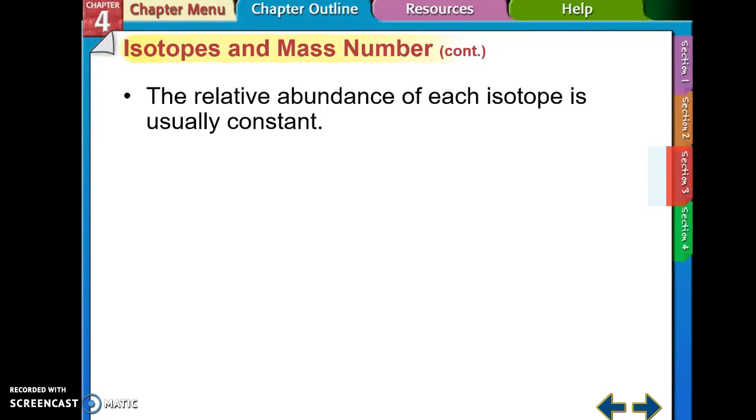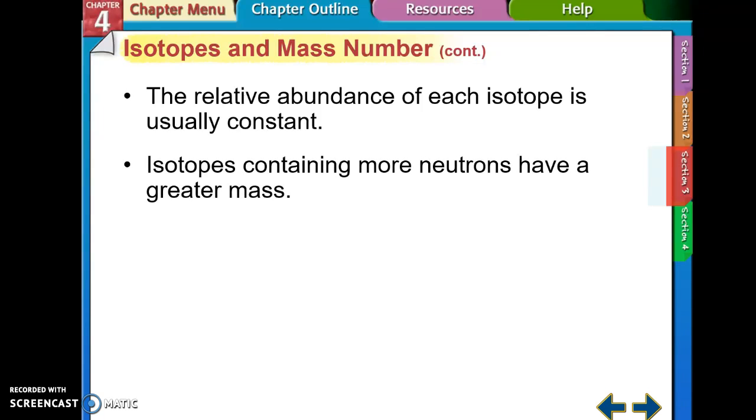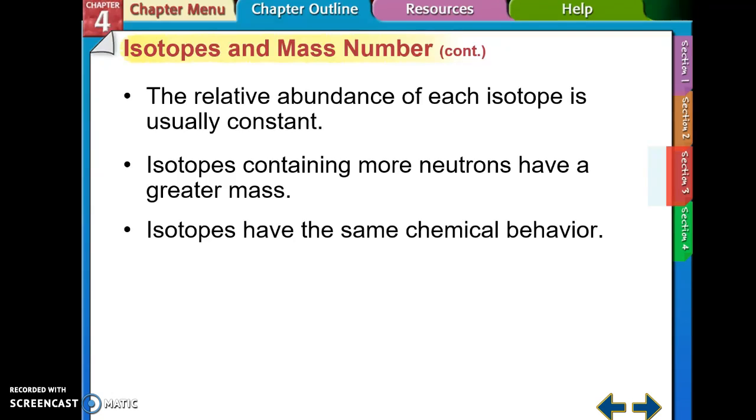So, when we are trying to figure out the number of neutrons, we're going to have to look at the mass number given to us, or figure out how to get the mass number. Because each isotope is relatively constant in abundance, and because neutrons change the mass, we're going to have a decimal most of the time on the periodic table, but not when we're talking about specific elements or specific atoms.